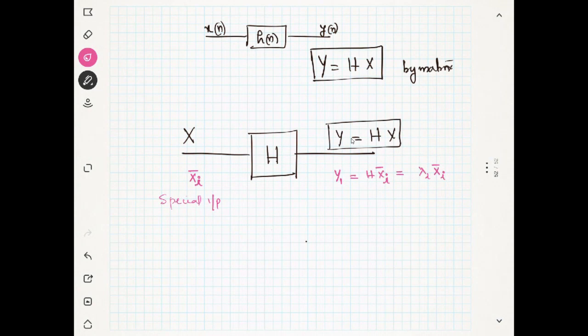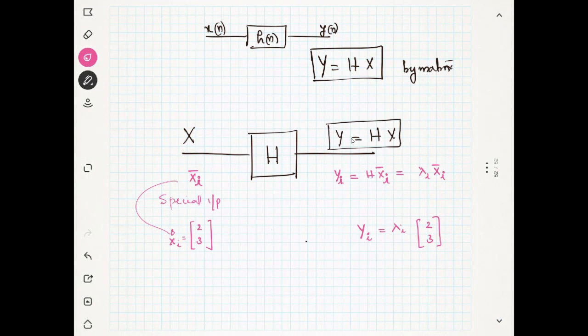This is one of the important properties. I'll give you an example. Suppose you have a system and you give an input xi which is 2 and 3. What will be the output? The output will be some constant lambda I, a constant, not a matrix, times 2 and 3. Is there anything special here?